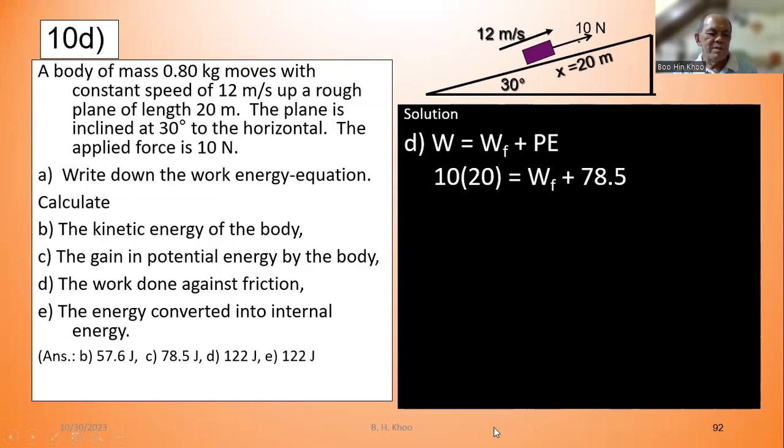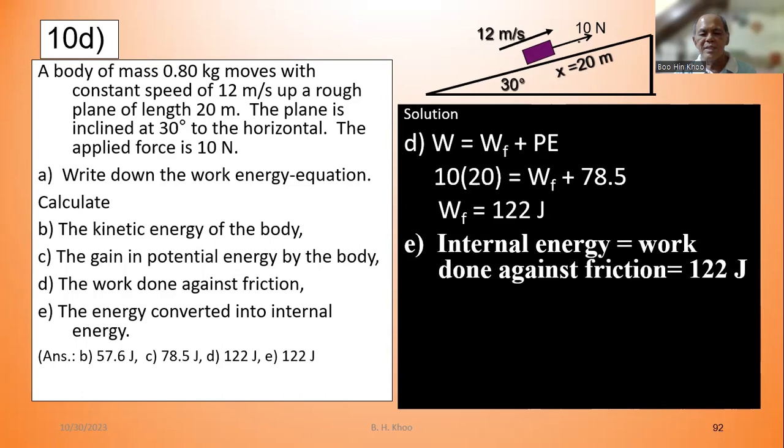Now we can apply the formula. Work done against friction. Put in what we have calculated: the applied force times the distance moved, that's work done by the applied force. Work done by friction. Gain in potential we have calculated earlier. And calculate our work done against friction. What is the energy converted into internal energy or heat? It's just the work done against friction.